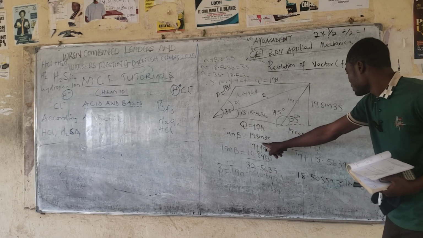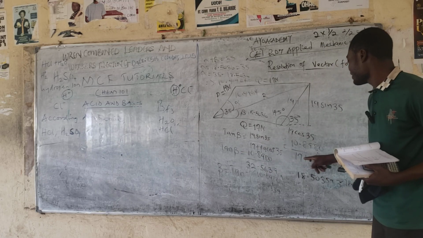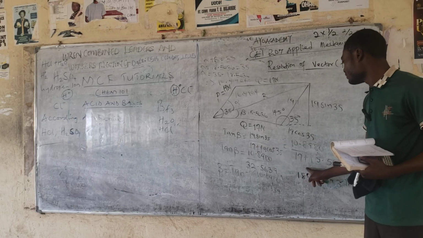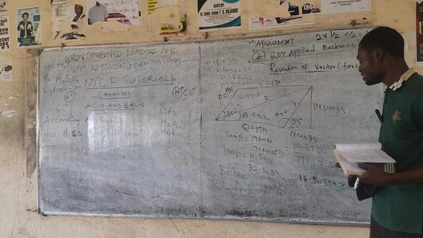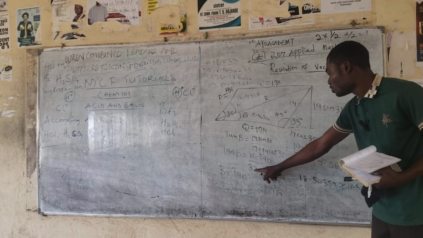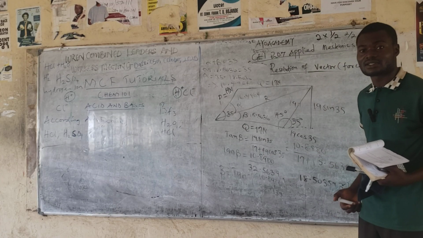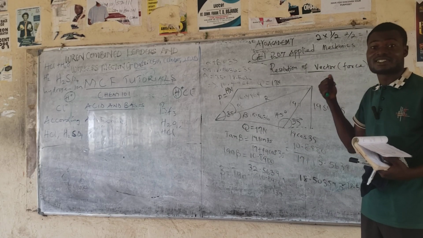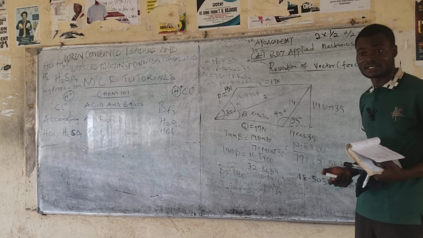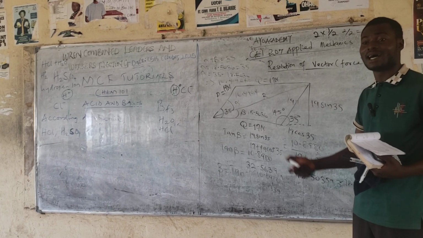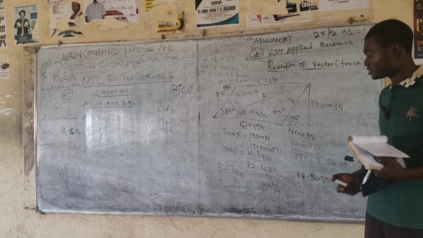After that, we press our calculator: 19 sine 35 gives us this one. 17 plus 19 cos 35 is this. So you add it together, it gives us 32. Is that taken out? Then you take the tan inverse, which is the same thing as the arc tan. Is that clear? You can call it either arc tan or tan inverse.